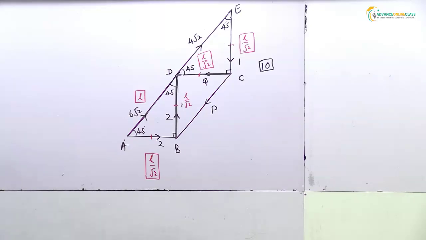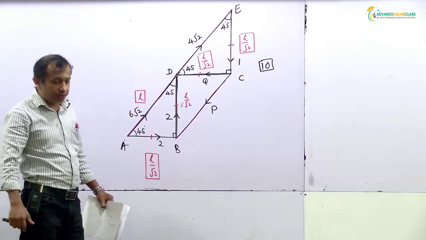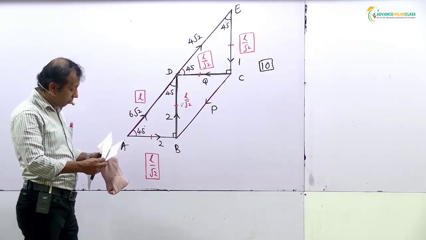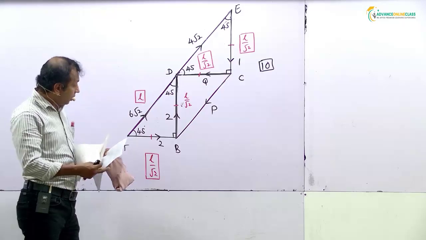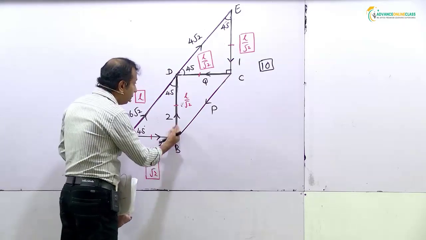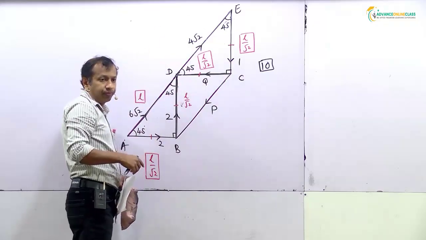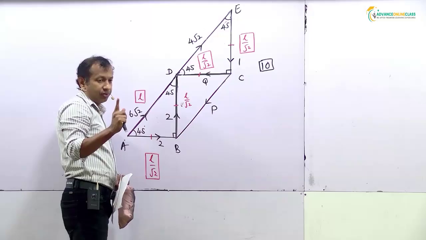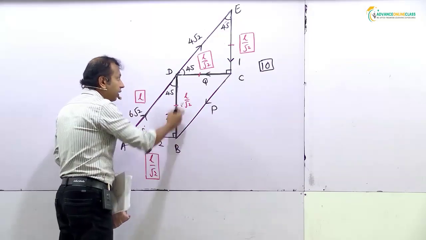What is the first question asking? If the system of forces reduces to a single force acting along BD, find the forces P and Q. Also find the magnitude of the single force. The given system of forces reduces to a single force acting along BD. That means this whole system will give a resultant force, and that resultant force acts along the line BD.